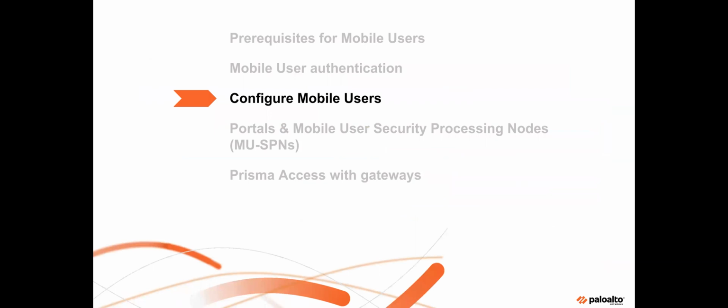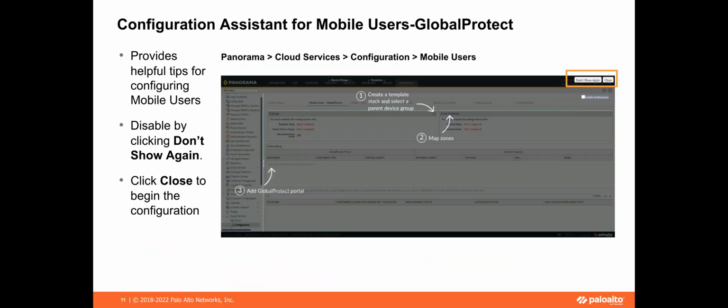In this section, we will describe how you will configure Prisma Access for mobile users. So let's dive right in. The moment you connect to your Prisma Access configuration for the cloud service configuration, you will be prompted with this view. So this is configuration assistance. It's enabled by default to help guide you through the setup for various Prisma Access configuration. Of course, you can disable it or you can re-enable it again. You can just click don't show again and it will never appear again.